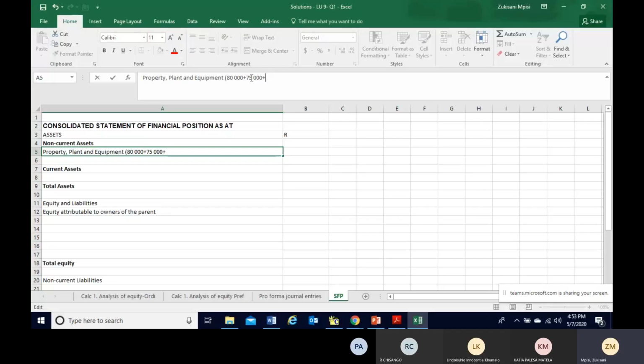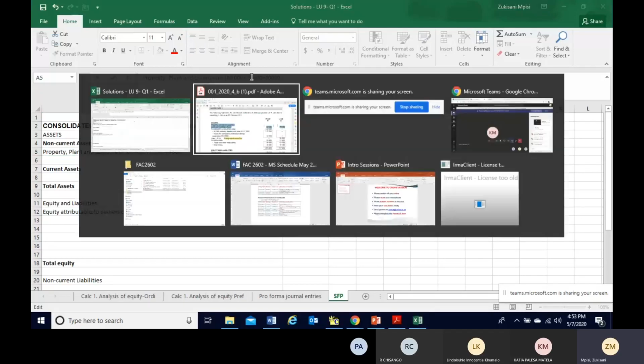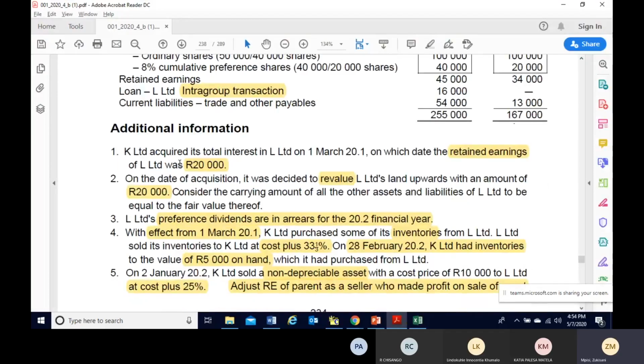And then we're going to add the revaluation. Remember, the revaluation increases the value of the property. So we're going to add the 20,000 for revaluation.